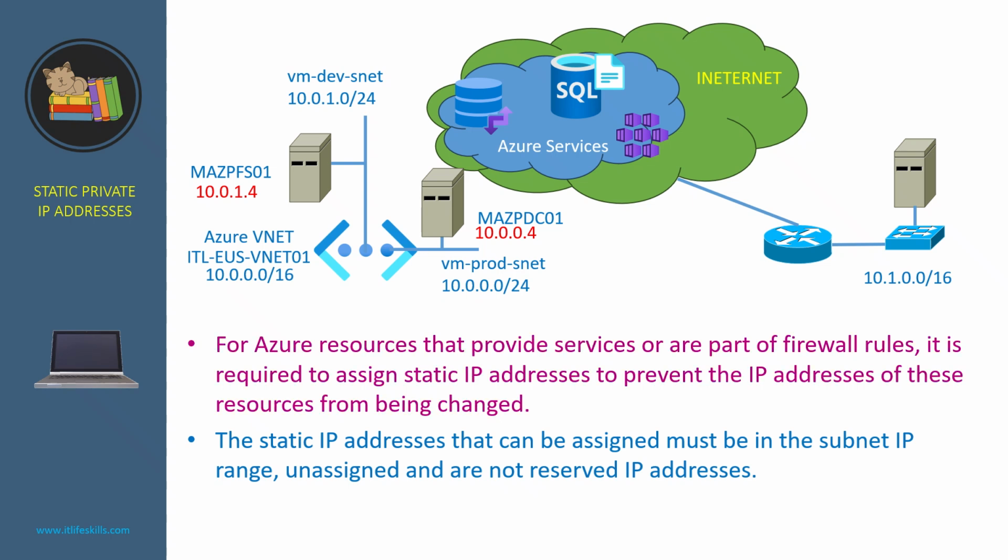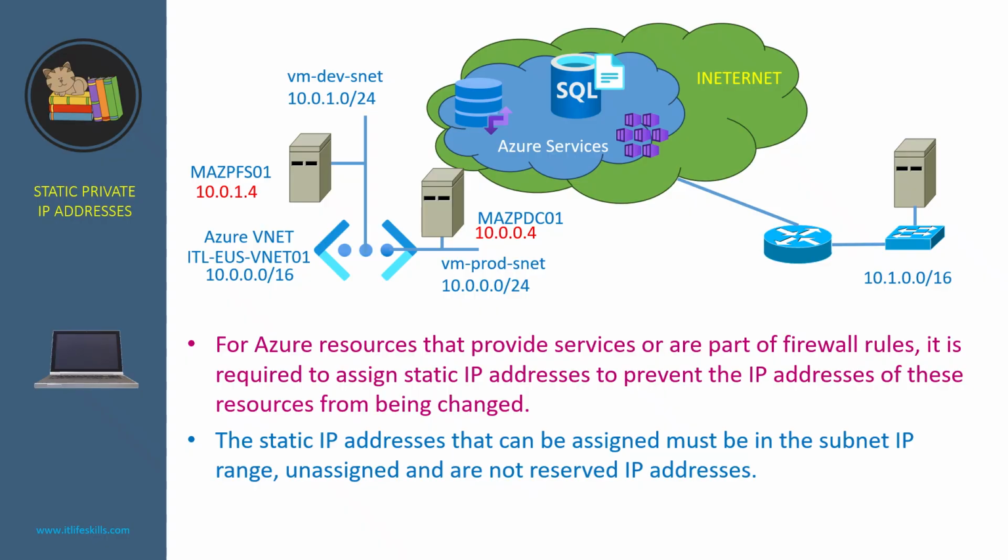For Azure resources that provide services or are part of firewall rules, it is required to assign static IP addresses to prevent the IP addresses of these resources from being changed. For example, we plan to promote this VM to a domain controller, which means it will provide Active Directory and DNS services to the client. If the IP address of this VM keeps changing, then the client cannot locate the services.